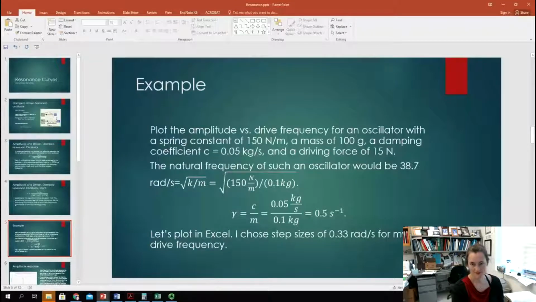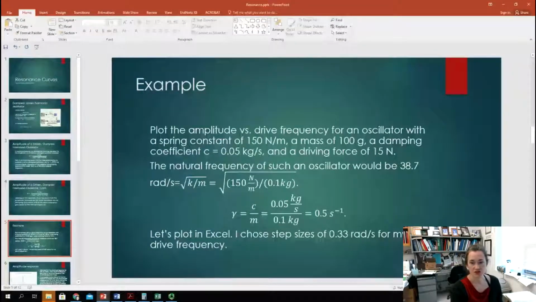Okay. Now another thing we're going to need is gamma. Gamma is the ratio of our damping coefficient C over M. So that's 0.05 kilograms per second divided by 0.1 kilograms, and that gives us gamma equal to 0.5 inverse seconds.